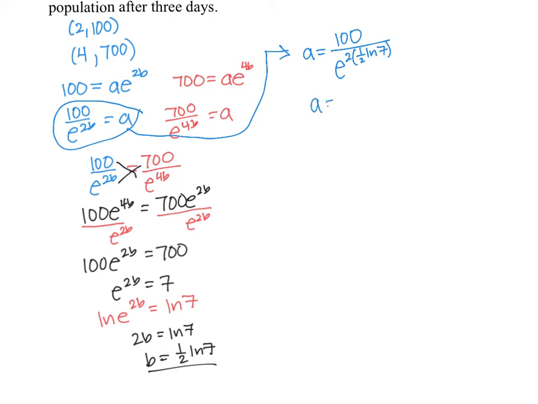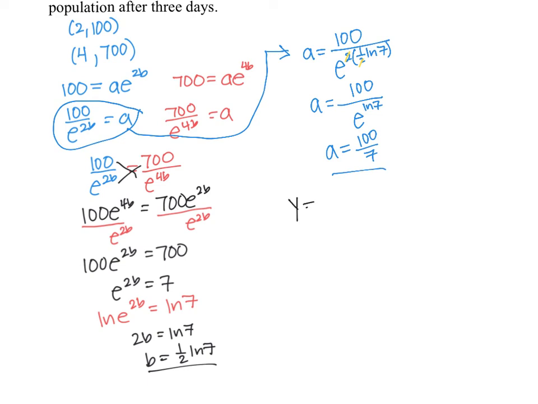Okay, let's look at this. It looks bad, but it looks like stuff's going to cancel. The 2 and the 1/2 cancel, so then I'm just left with e to the ln 7. These twos, they're gone. E to the ln 7 simplifies down to 7. So my a is actually just 100 over 7. Okay, I have both constants. Now I shall plug them back into my general equation.